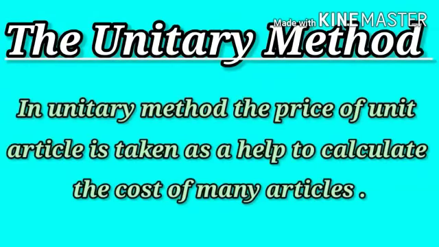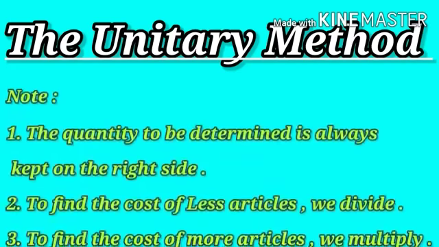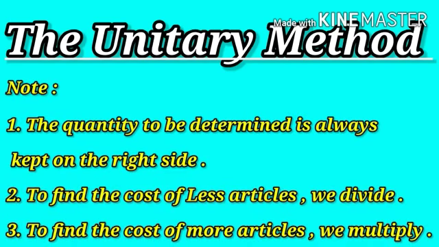In the unitary method, the price of a unit article is taken as a help to calculate the cost of many articles. Note, the quantity to be determined is always kept on the right side. To find the cost of fewer articles, we divide. To find the cost of more articles, we multiply.